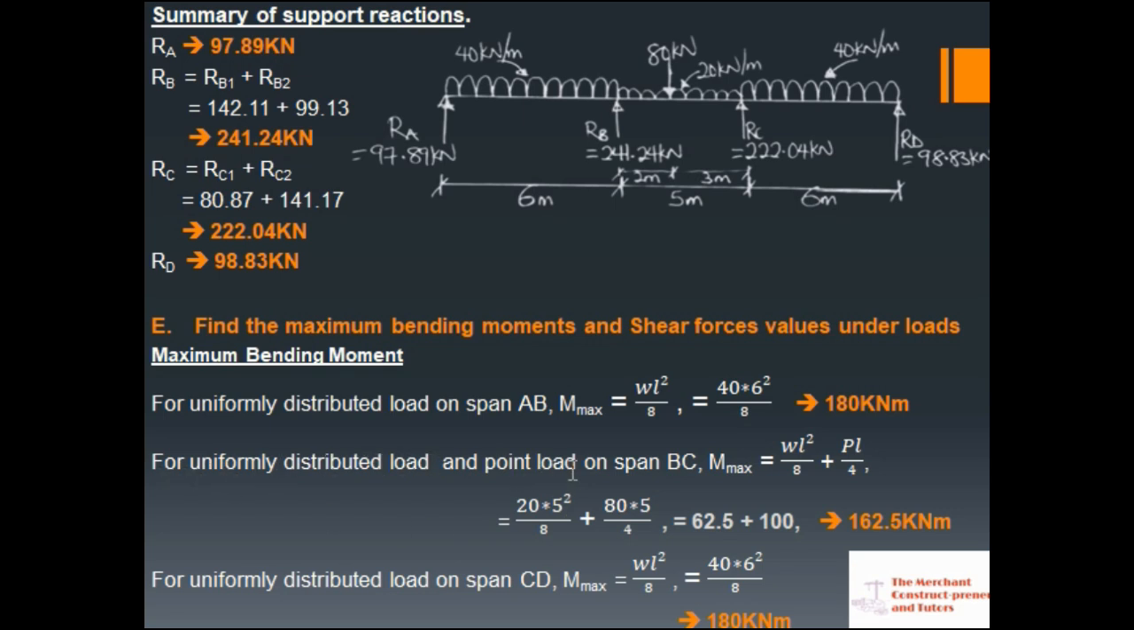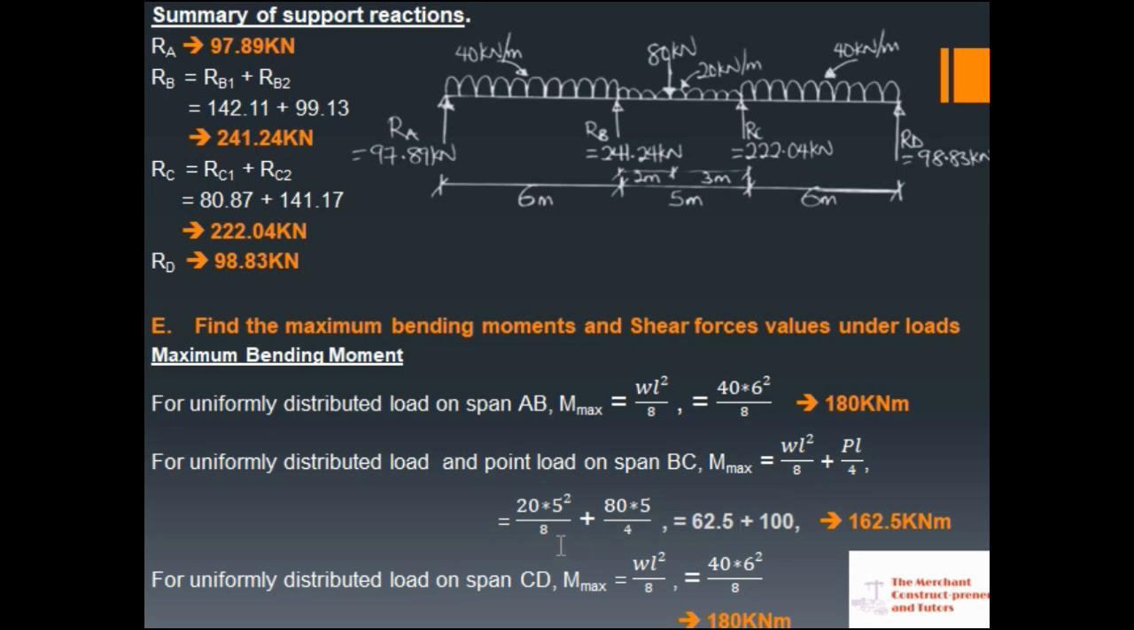For uniform distributed load and point load on span BC, M max. So for the uniform distributed load, maximum moment is WL squared by 8. Then for point load not at the center, PL over 4. Did you get that? For point load not at the center, PL over 4.